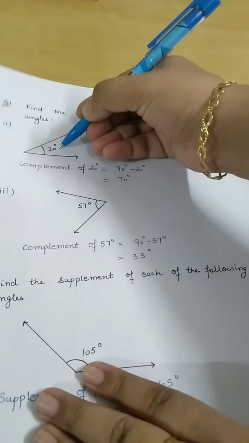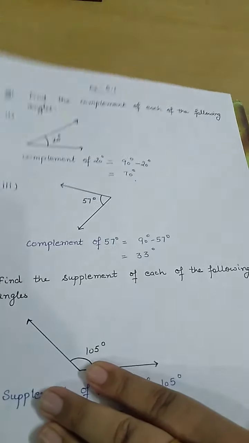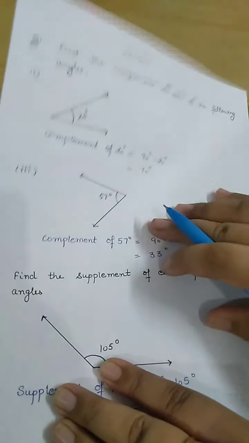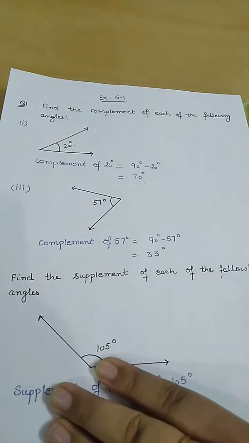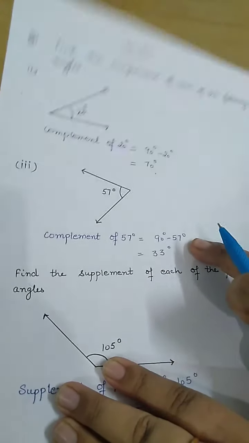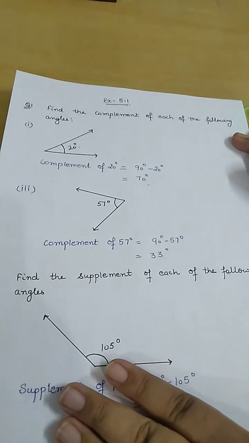You can check your answer. 20 plus 70 will give you 90. So the complement of 20 degrees is 70 degrees. Now find the complement of 57 degrees. So the complement of 57 degrees is 90 degrees minus 57 degrees, which is equal to 33 degrees.